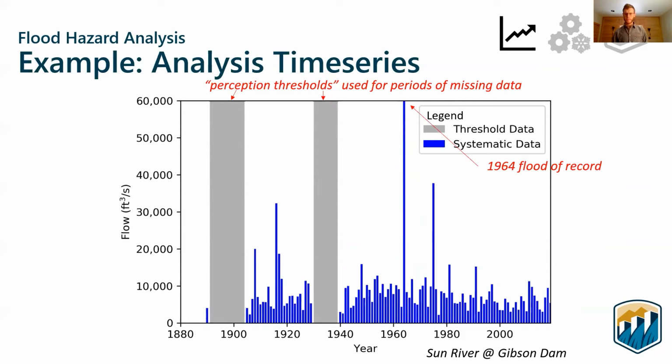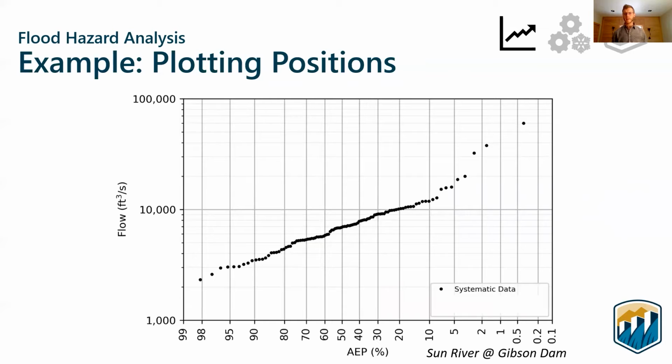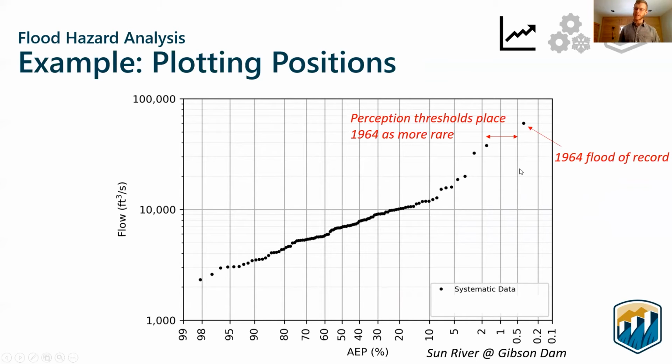Once you have your data, you would take all of these floods, sort them, rank them, and then apply plotting positions. Here they are plotted. One thing that's a little different on this plot is our 1964 flood of record. Because a perception threshold is used for a few years, we actually have a larger gap here. It's not a perfect plotting position according to the equation. It gets a little more complicated as you add additional data, intervals, or perception thresholds. And so here our data has been plotted.